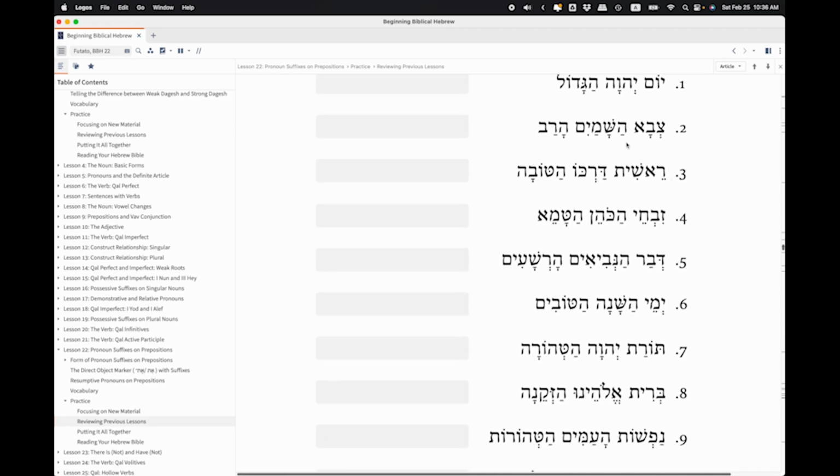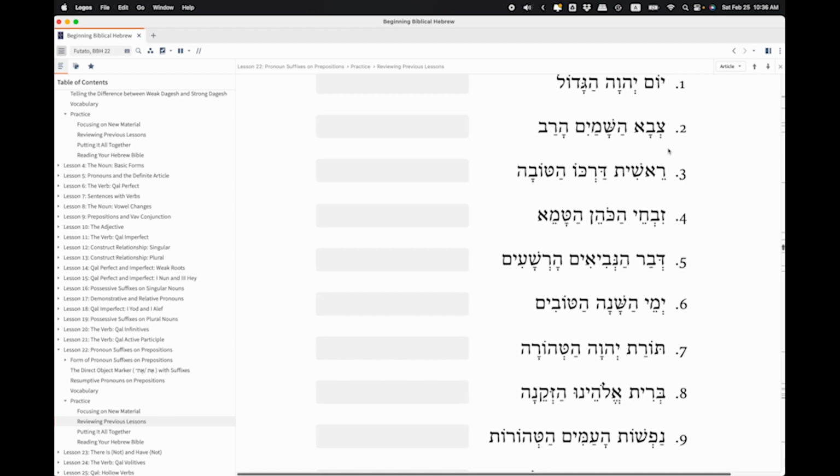Number two, we have Tzava HaShamayim HaRav. Tzava here is visibly in construct, because Tzava usually has the kametz kametz. And here we've got shva kametz, so you can tell that the spelling is a little bit different. Now you might be saying, wait a minute, I didn't memorize the vowel pointing for Tzava, so I don't know that that's in construct. That's fine.